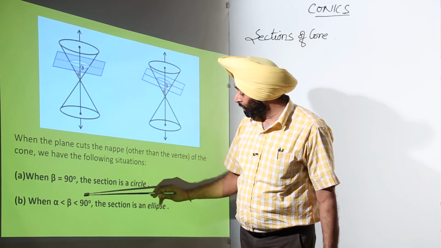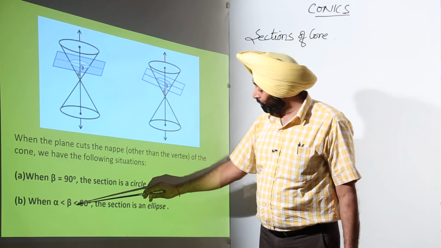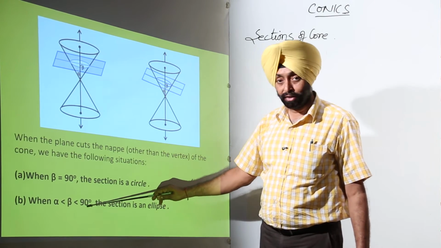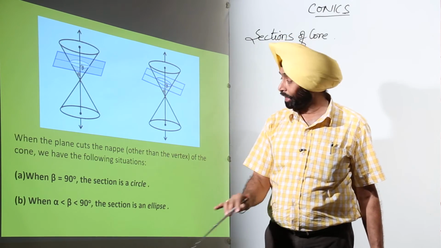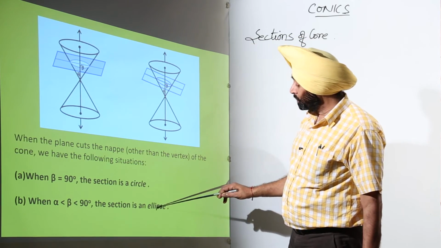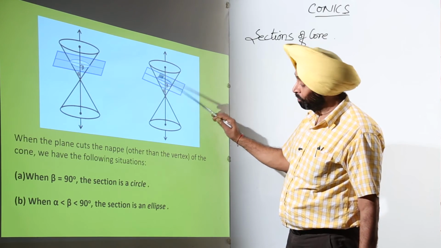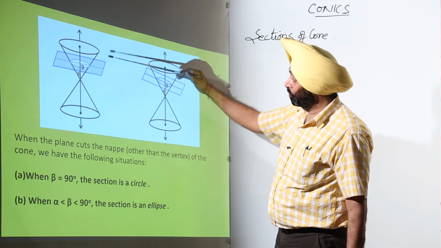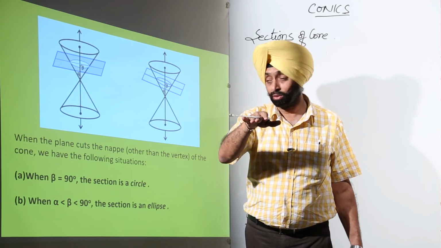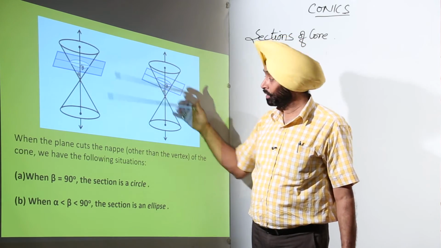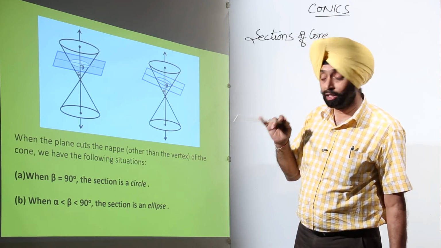When beta is equal to 90, the section is a circle. Here beta is 90. When alpha is less than beta is less than 90 degrees, here beta is more than alpha, and both are less than 90, the section is an ellipse. You can just look here, this is an ellipse. Is it clear? Once again, when beta is 90, when the plane is perpendicular to the axis of the cone, it generates a circle. And when alpha is less than beta and both are less than 90, then an ellipse is generated.